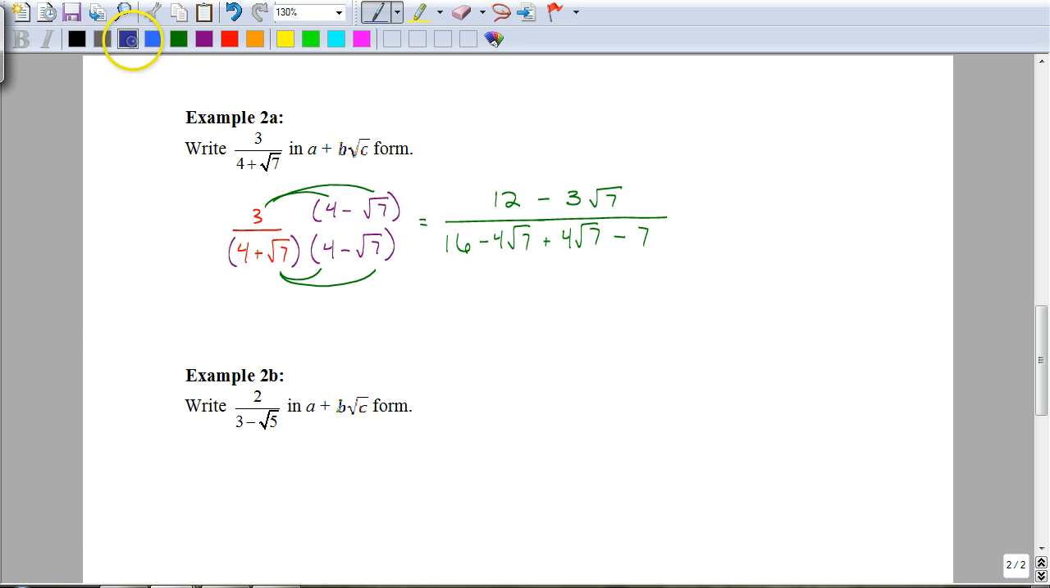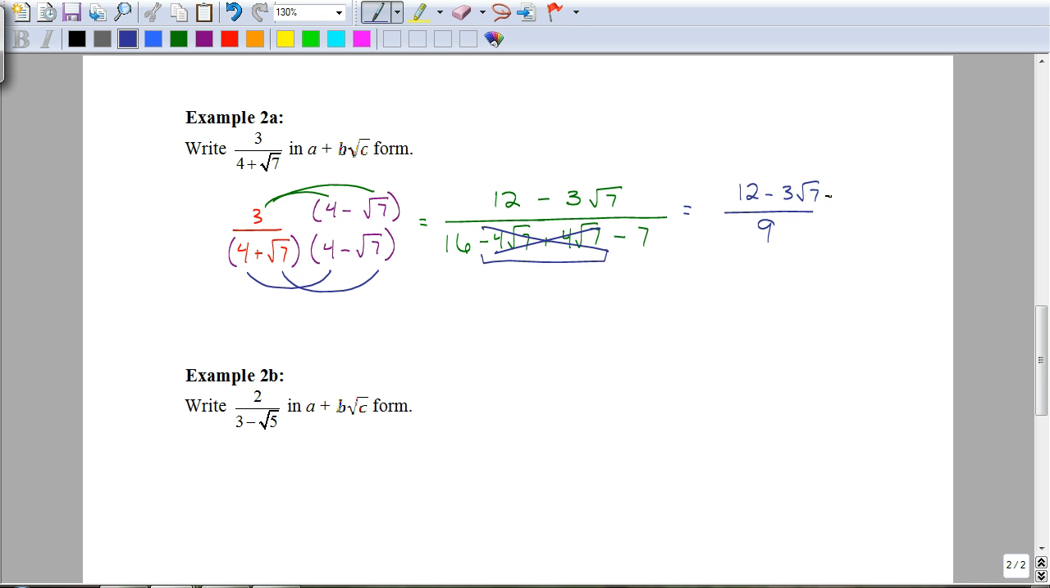Now again, let's look back at the denominator. When we multiply a number by its conjugate, we get the middle term where we have the opposites. Negative 4 square root of 7 plus 4 square root of 7 is 0. So really, we don't need to do that. So when we multiply by a conjugate in the denominator, really all you need to multiply together is the first term and the last terms, because the middle terms will be gone. So 4 times 4 is 16. Square root of 7 times negative square root of 7 is negative 7. So when we go to simplify that, 16 minus 7 gives me 9. And then in the numerator, I still have 12 minus 3 square root of 7.